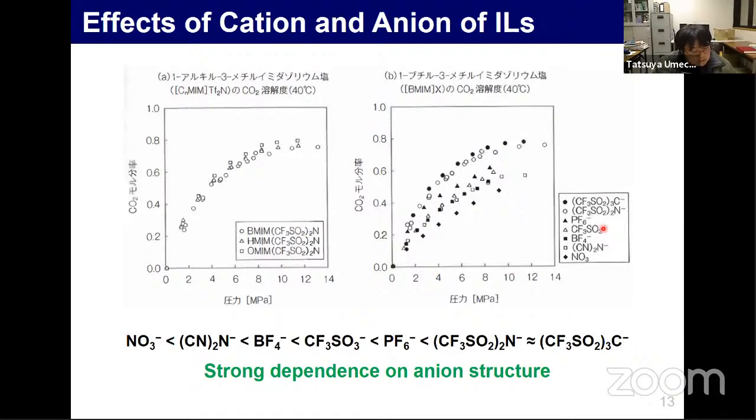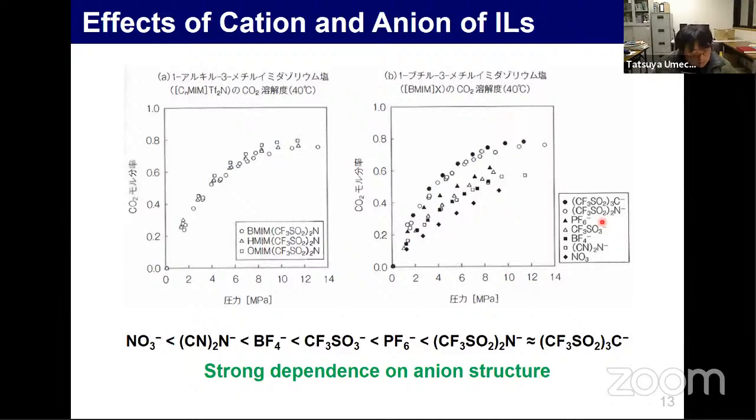The right figure shows that the amount of carbon dioxide absorbed in the ionic liquid changes significantly depending on the anion structure. There are ionic liquids that have a larger absorption amount of carbon dioxide than 1-butyl-3-methylimidazolium hexafluorophosphate ionic liquid. The effect of the ionic liquid anion on the physical absorption of carbon dioxide seems to be large.